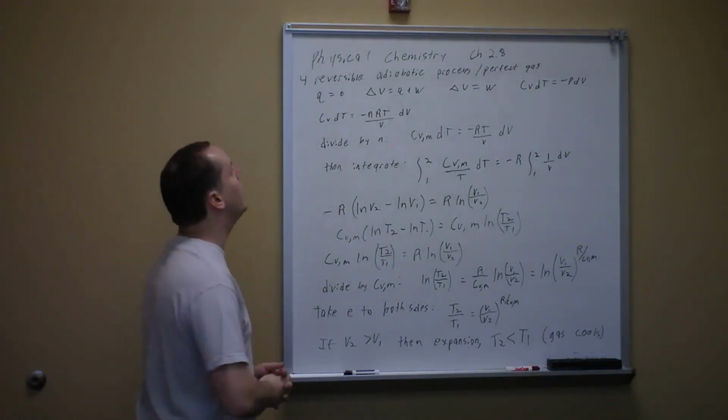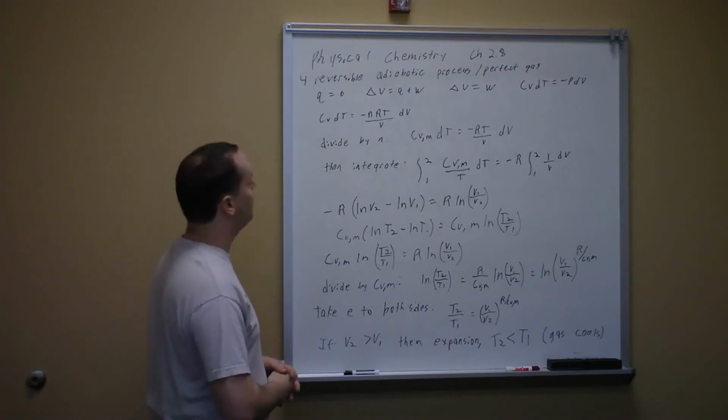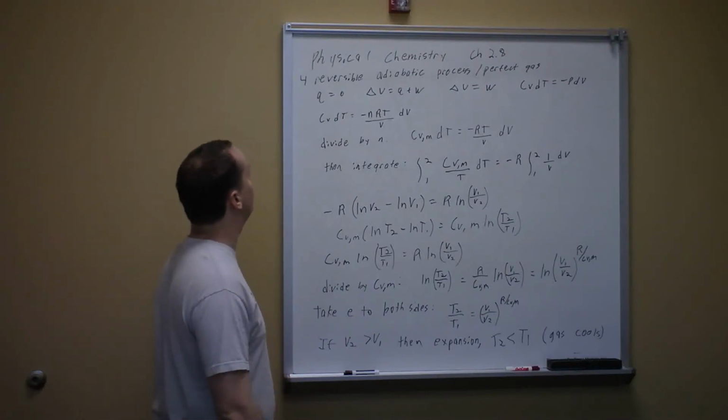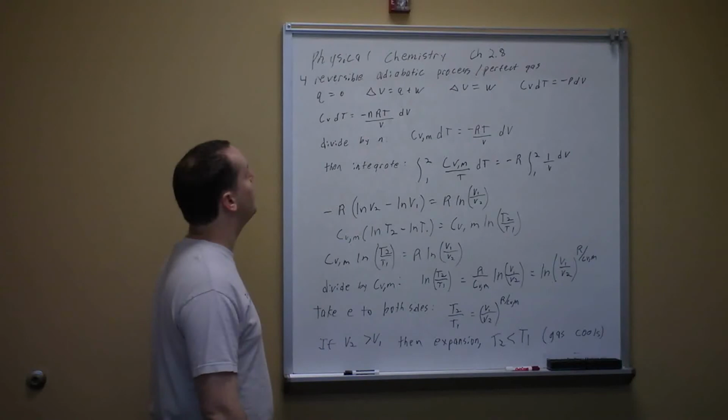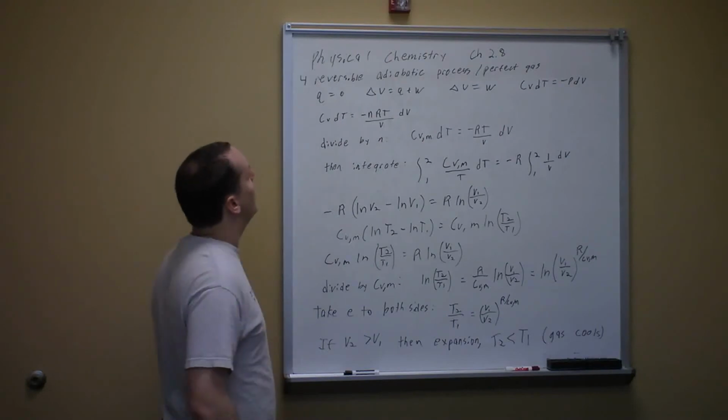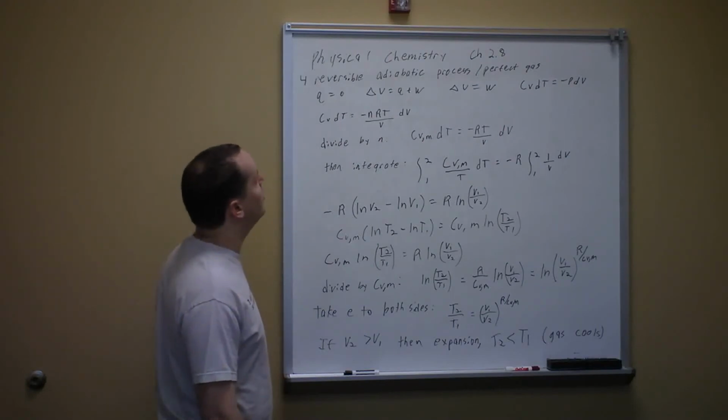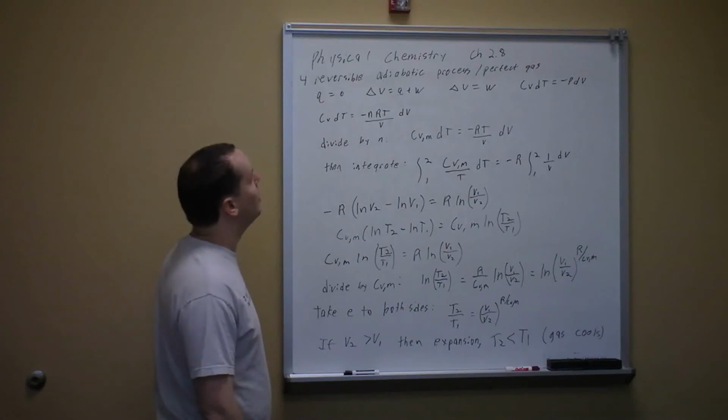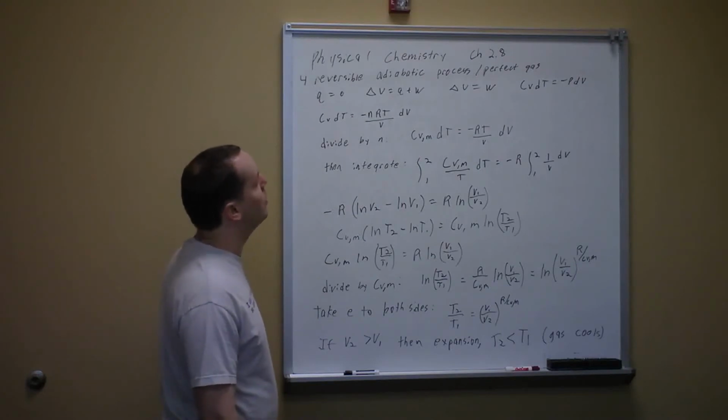Continuing on chapter 2.8, we're calculating different stuff for types of processes. So number 4, we're doing a reversible adiabatic process for a perfect gas. Remember the definition of adiabatic, Q is equal to 0. And we know that delta U is equal to Q plus W. So if Q is 0, delta U is just equal to the work done.